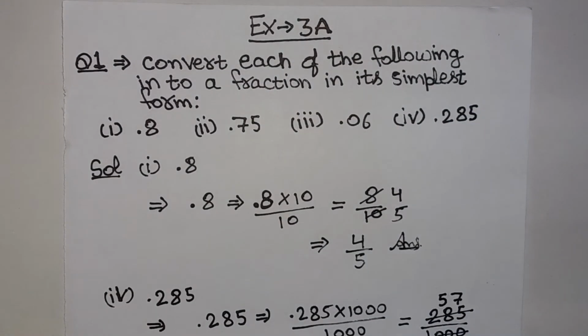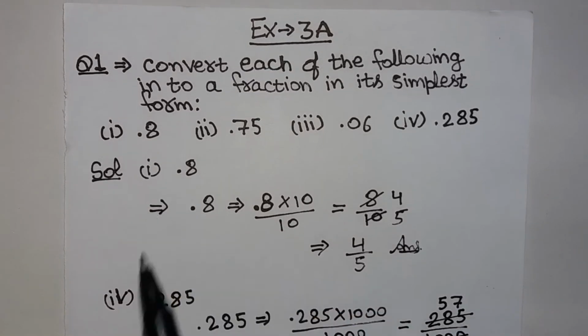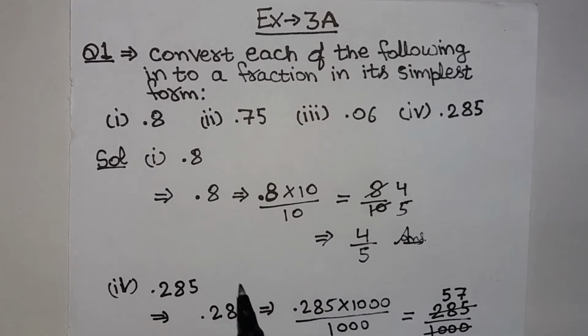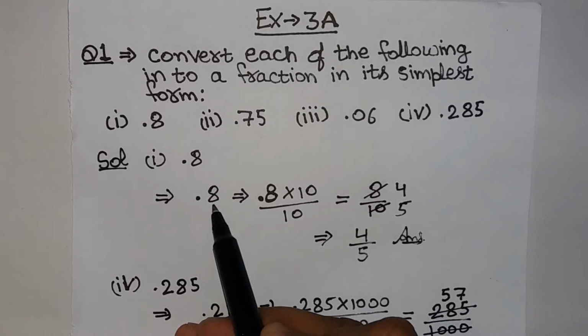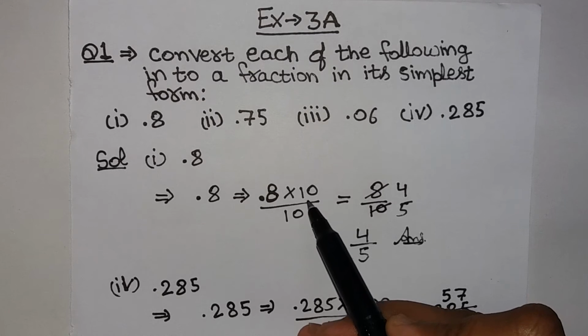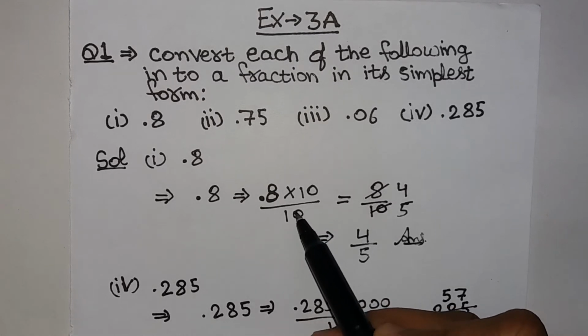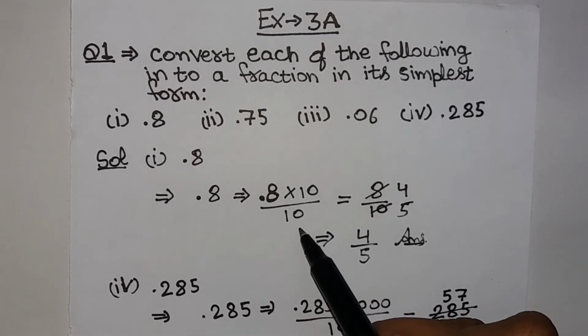So let's start our exercise 3A. See question number 1. In question number 1, convert each of the following into a fraction in its simplest form. That means here we have to convert them into fractions in simplest form. So the first part is 0.8. In this 0.8, after the point there is only one digit. So we can multiply and divide it by 10. So 0.8 into 10 upon 10.